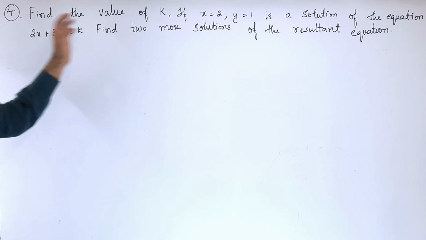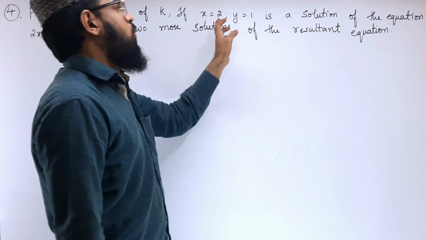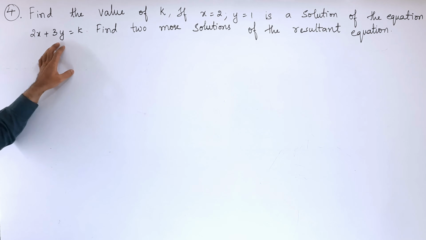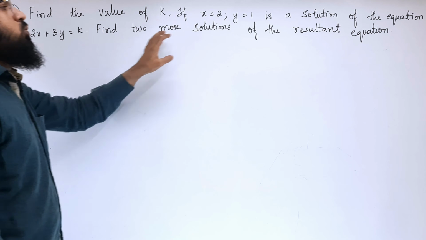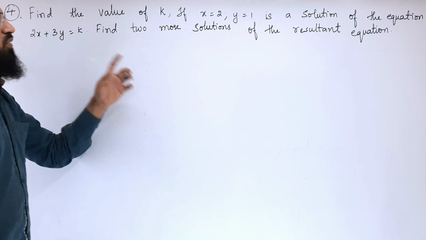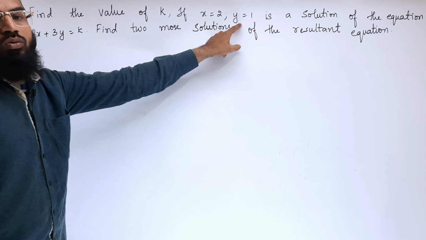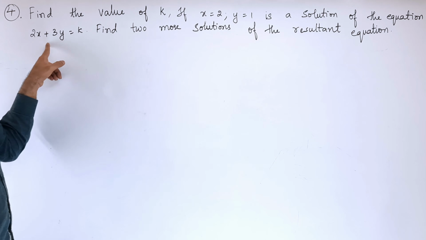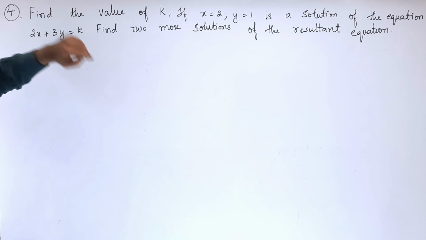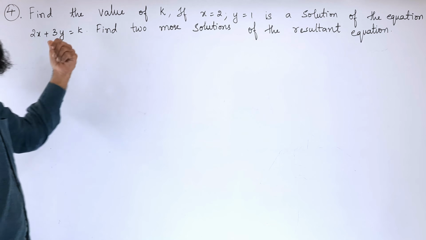Fourth problem, find the value of k if x is equal to 2 and y is equal to 1 is a solution of the equation 2x plus 3y is equal to k. Find two more solutions of the resultant equation. So first they have given the x value and y value. These two are the solutions of this equation. Next, after finding the value of k, we need to find two more solutions for this equation.